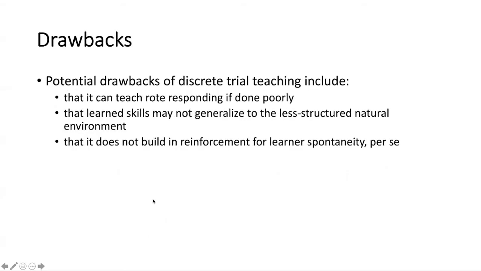There are some drawbacks, though. They can teach rote responding if done poorly. And by rote, we just mean essentially strict memorization of facts with no really meaningful learning if we're not doing it properly. Learned skills may not generalize to less structured natural environments. So what that essentially is saying is, okay, the learner has now learned that when we're sitting at our table session doing DTT, this is when I do this behavior. And if we have not programmed for generalization, if we have not planned for generalization, then we might not see the learner engaging in those behaviors in different settings outside of the table session. And ultimately, that's what we want. We want the learner to take the skills that we've taught them and go do them somewhere else and generalize that learning to different settings. And it does not build in reinforcement for learner spontaneity per se, because it is a very structured program.